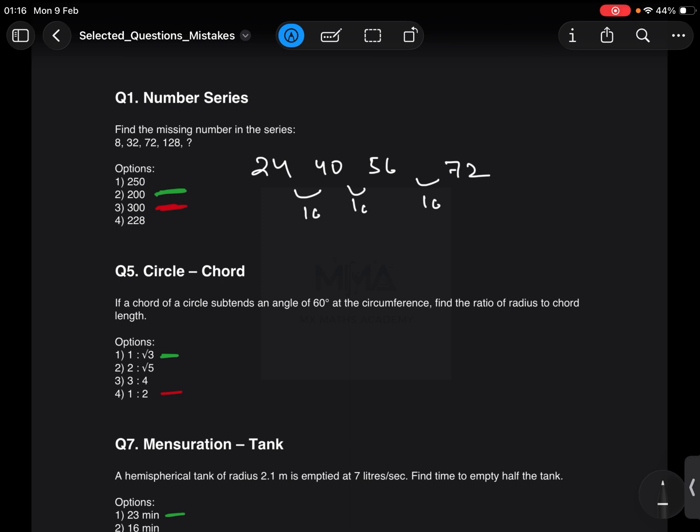I still remember coming out of the examination hall thinking that I've marked 200, but I don't know, when I looked at my response sheet, it's marked 300. So if I would have been a little careful while marking it, I would have had extra 4 marks in my scorecard.